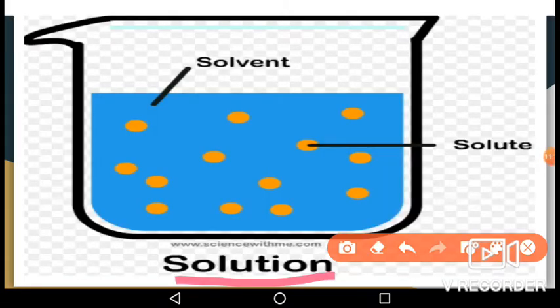A solution is formed when two or more substances mix together such that they are evenly distributed. The substance that dissolves is called the solute. The substance in which the solute dissolves is called the solvent. A solute and solvent together form a solution.